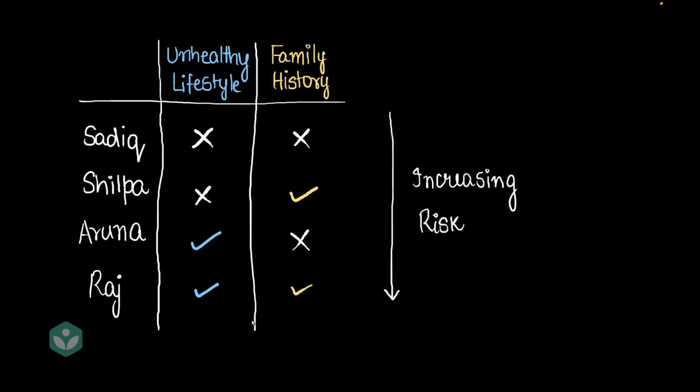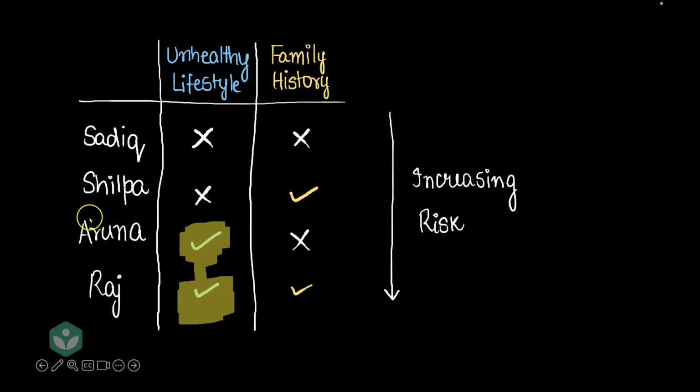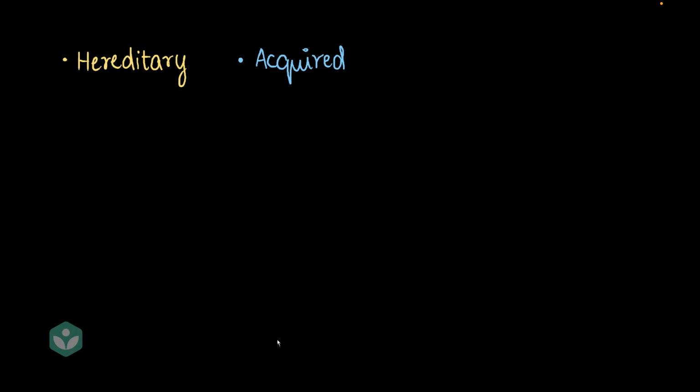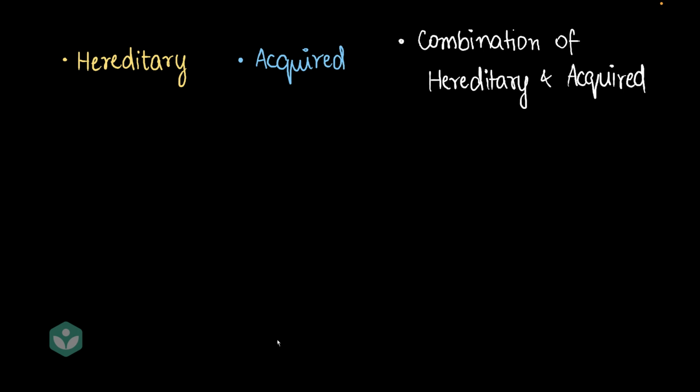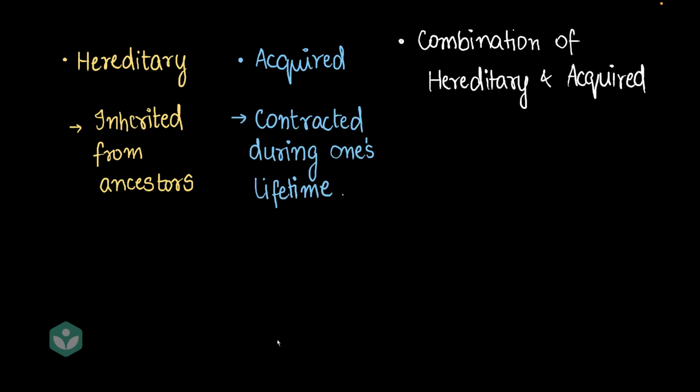Great. Now, I'd like to show you one thing before we move on. The two people who had the maximum risk of getting diabetes were Aruna and Raj, right? And what did they have in common? Both of them had an unhealthy lifestyle. And that is what made them highly susceptible to diabetes. Great. Let's now summarize this entire video. We discussed hereditary diseases, acquired diseases, and diseases which were a combination of hereditary and acquired, right? We discussed that hereditary diseases were inherited from ancestors, acquired diseases were contracted during one's lifetime, whereas the last category had both these factors playing a role, right?